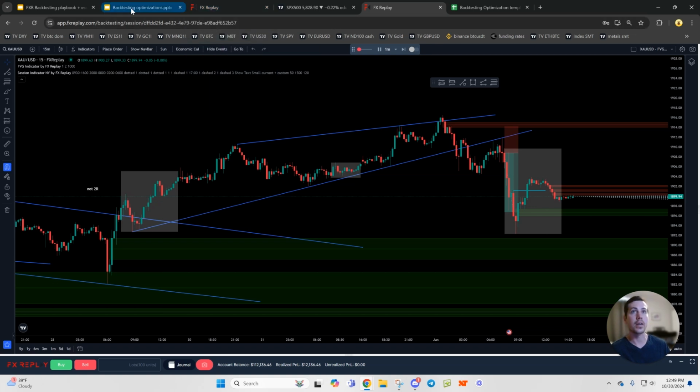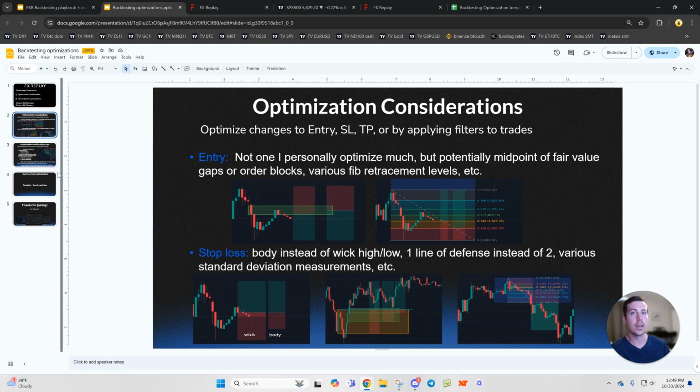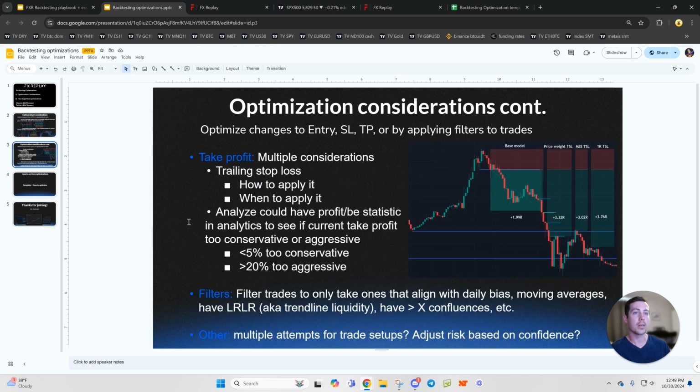I really hope this is helpful for you guys, and that you can get some more out of your strategies by making fine-tuning adjustments, and hopefully it'll improve your performance both for your models as well as live execution.